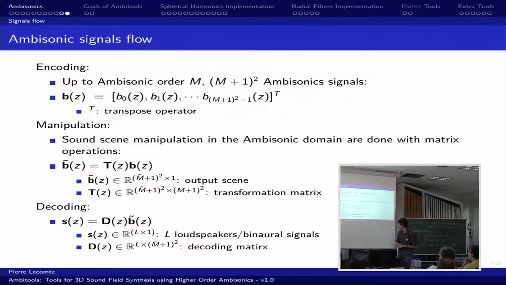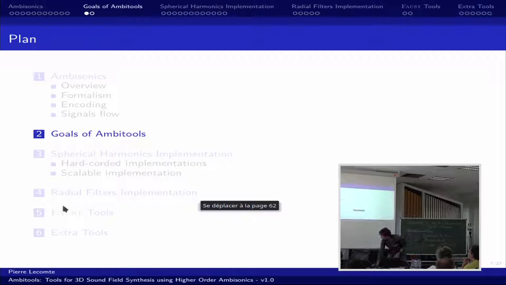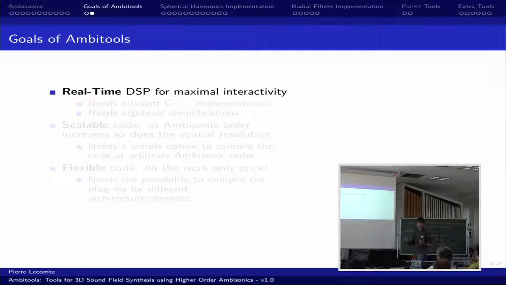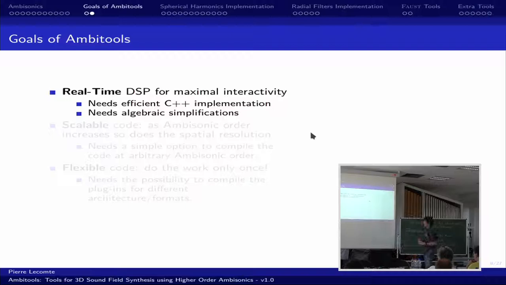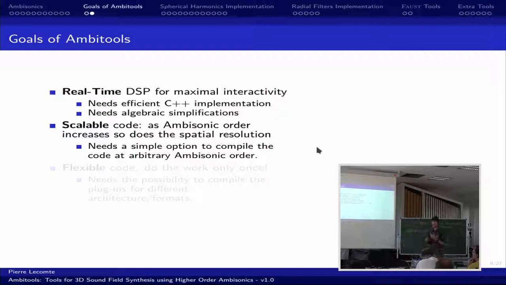So now, knowing all of that, what are the goals of the Ambitools toolbox? I would like to have something real-time to allow maximal interactivity. So I want to push a button and have an immediate effect on the sound field. This needs a good C++ implementation and a lot of algebraic simplification for the code to run efficiently. I would like the toolbox to be scalable, which means that, as you saw, the more spherical harmonics I take, the higher the spatial resolution. So at the start of my code, I would like to just say, okay, I want M equal 1 or M equal 2 and so on, and the algorithm to scale.